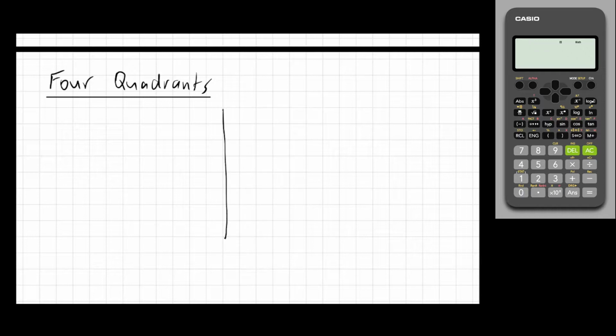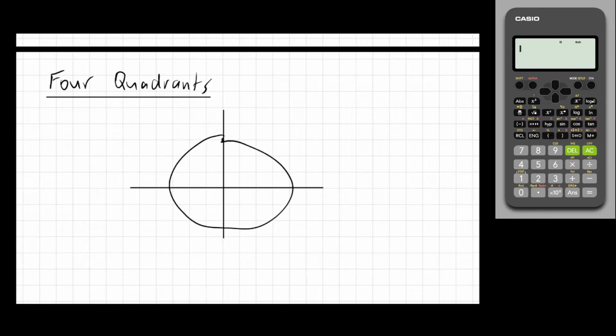So what we're going to do is draw up this quadrant, and we're going to draw a circle in it. I'm going to call this the unit circle, because remember that it has a length of 1, because it's a unit, or a radius of 1, I should say.